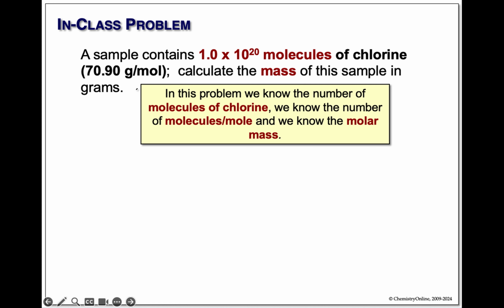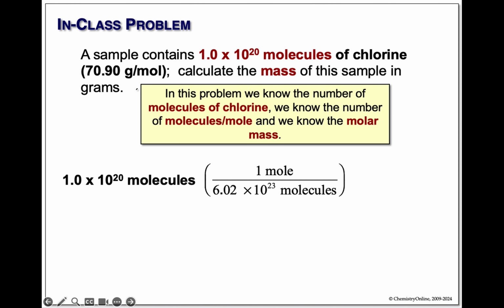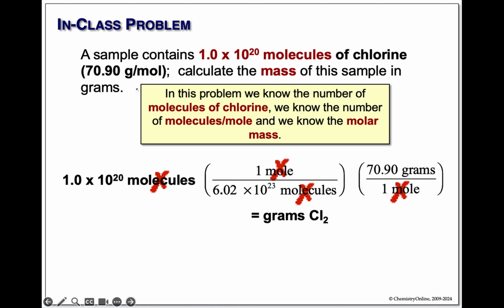Therefore, there's our given. Our ratio with molecules in our denominator, 1 mole, 6 times 10 to the 23rd molecules. Molecules cancel. Then we're going to multiply this, once we know this gives us the number of moles, and this is grams per mole. Mole in the denominator once again. Molecules cancel, moles cancel. We're left with grams of chlorine.